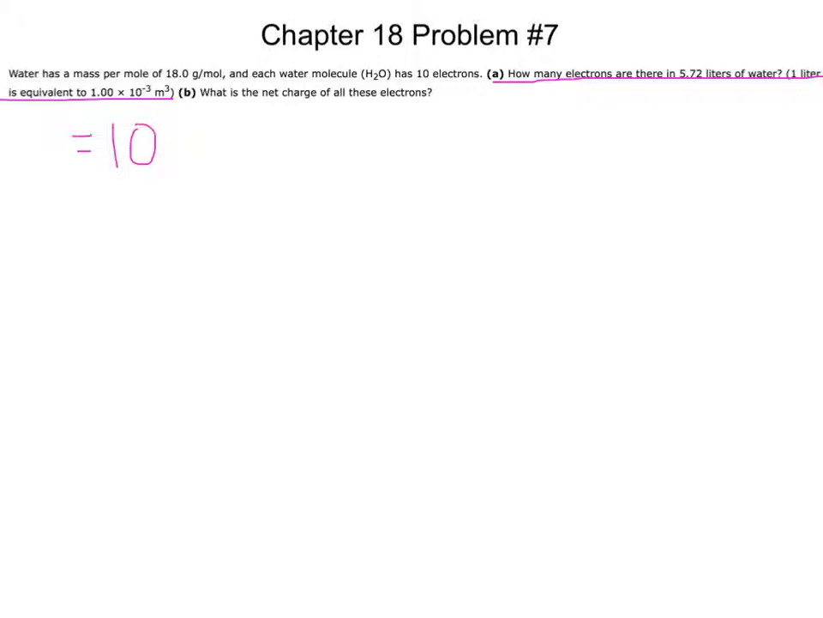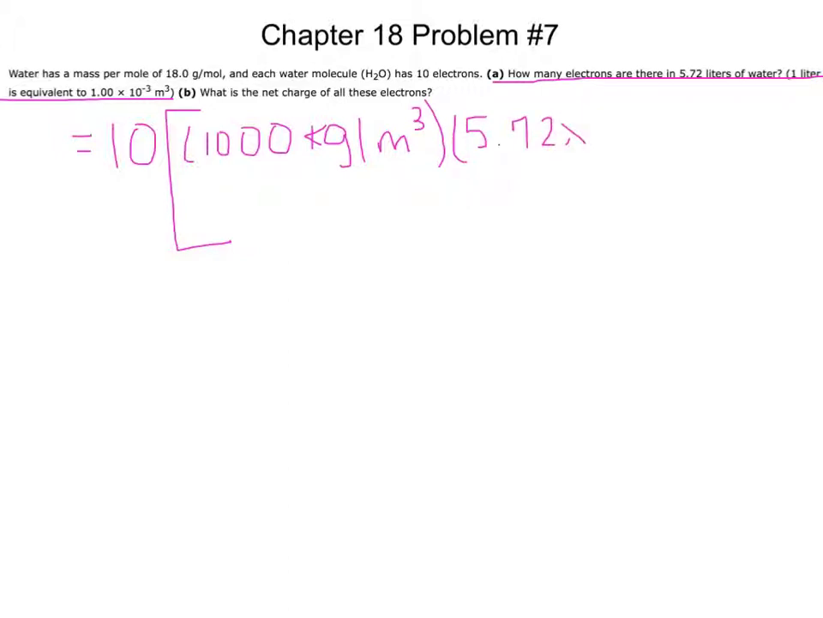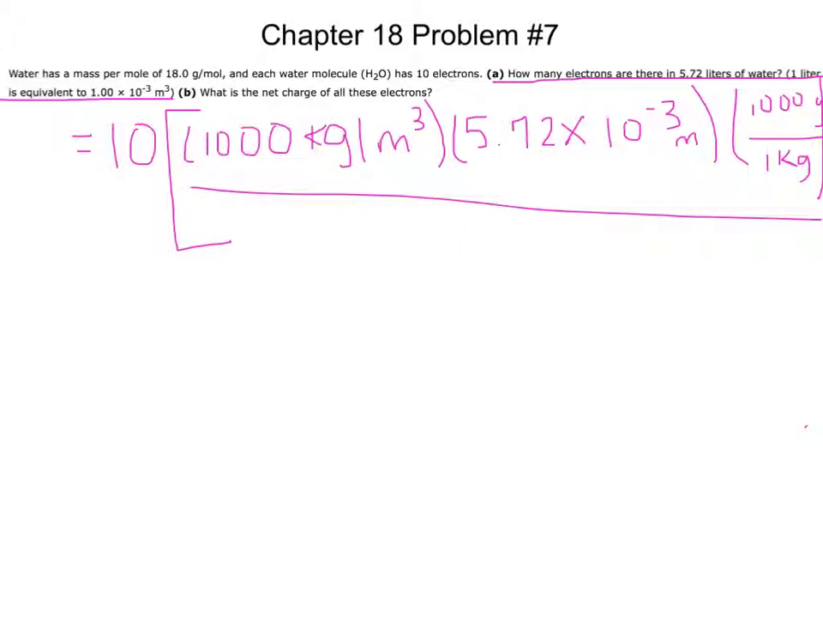10 times 1,000 kilograms per meter cubed, times 5.72 times 10 to the negative 3 meters cubed, times 1,000 grams over 1 kilogram, over 18 grams per mole.